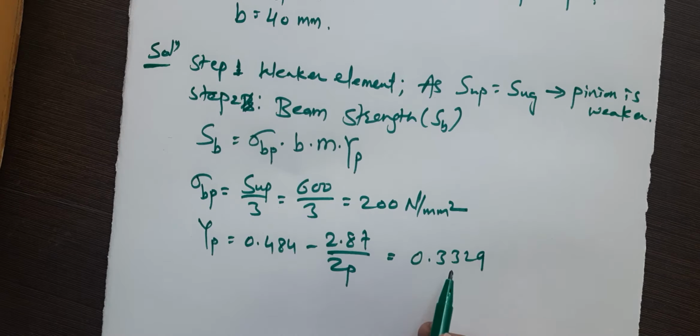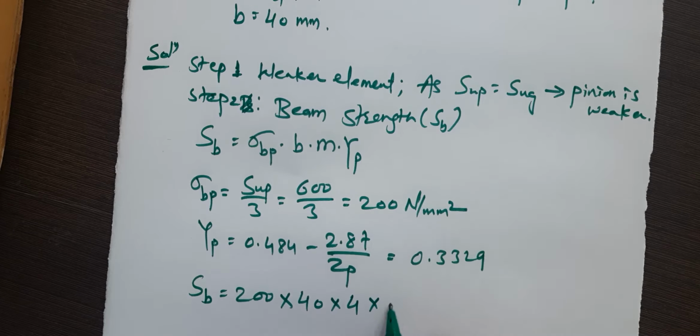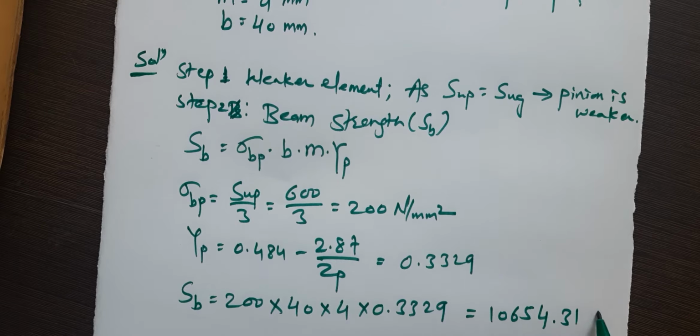Now after getting YP, we need to put all these values in the formula of SB. So you will get SB equal to 200 into B is 40 into M is 4 into YP is 0.3329. After calculation you will get SB equal to 10654.31 Newton.